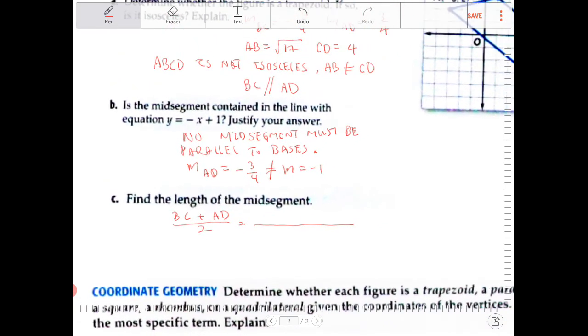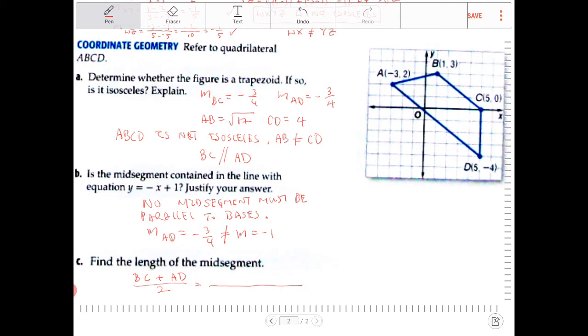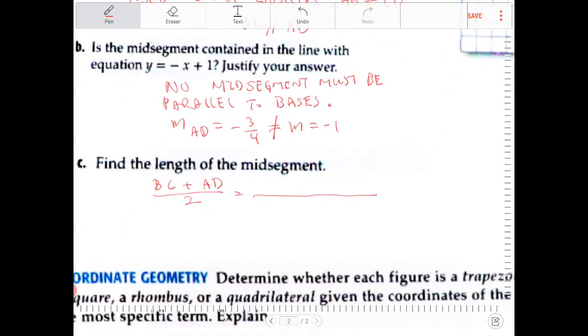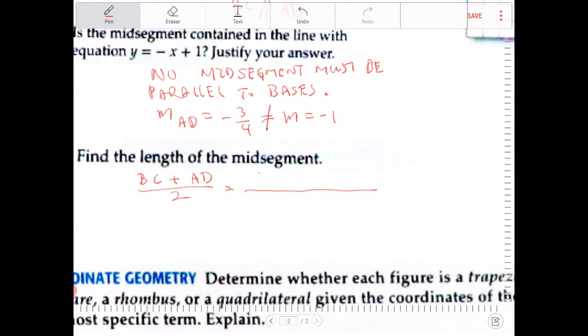So the length of BC, remember I'm going down 3 and over 4, but the length of BC is going to be 5. And the length of AD, I'm going down 6 and over 8, so that's a length of 10. It's a 3, 4, 5 triangle. So the midsegment, therefore, is going to be 15 halves, or 7.5.